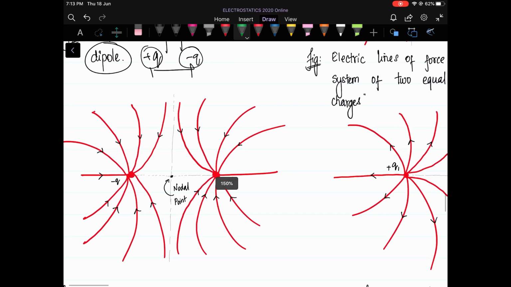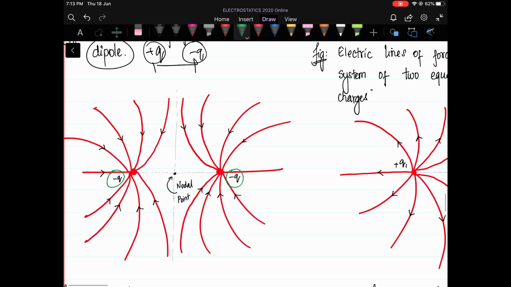Next, if I have the same kind of system but with negative charges, what you can expect is that if I keep a positive test charge somewhere here, this positive test charge will be pulled by the first charge and also will be pulled by the second charge. But it's not going to come straight because the other charge is also going to try to pull it. And as the test charge comes closer and closer to this charge, it is going to be pulled fully towards your first charge.